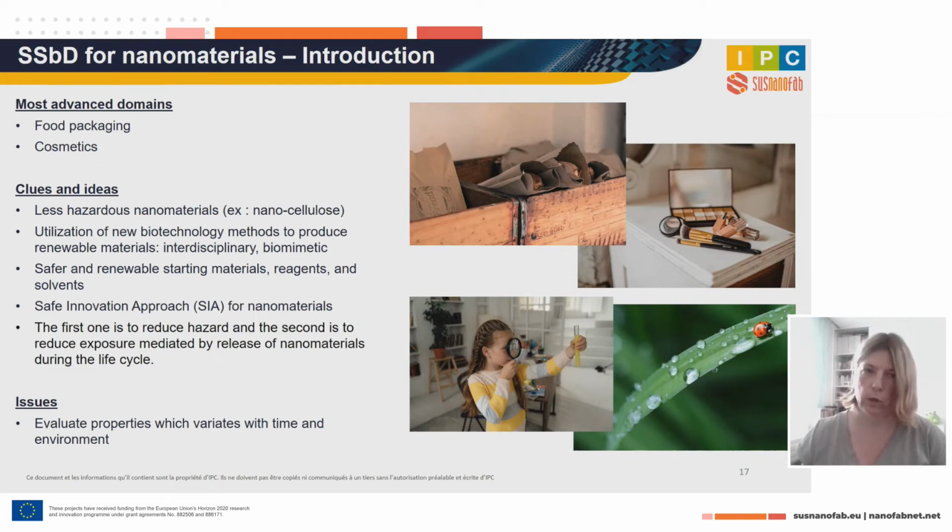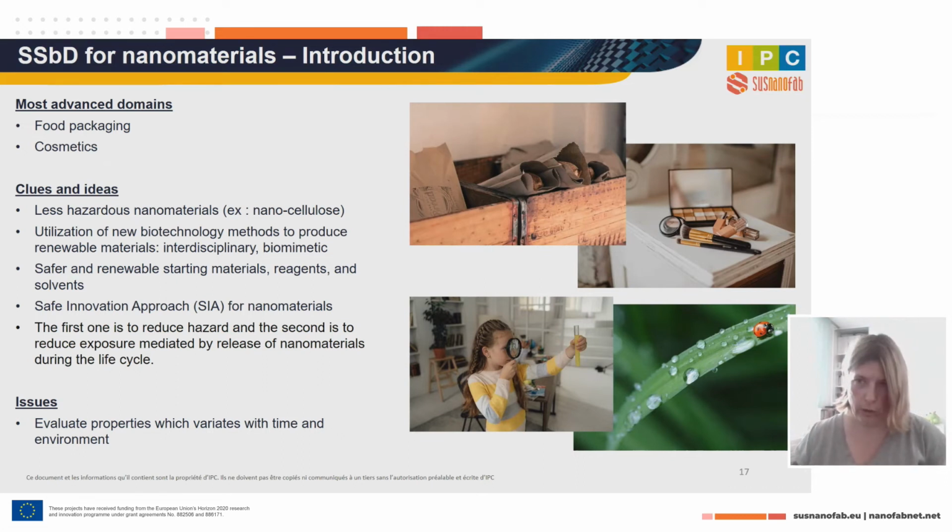For example, they recommend to use less hazardous nanomaterials such as nanocellulose, to go for much more interdisciplinary design, do some biomimetics, mimic nature, and avoid some formulations where you select chemicals that can be of concern in your starting agent, in your solvents, and so on. They also deployed some approaches which enable going step by step in investigating and designing, understanding if the selected design is aligned with safe and sustainable criteria.